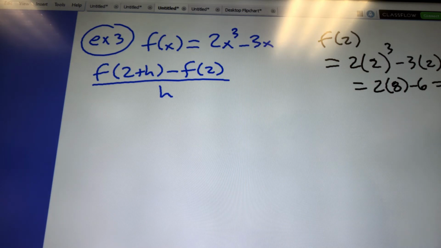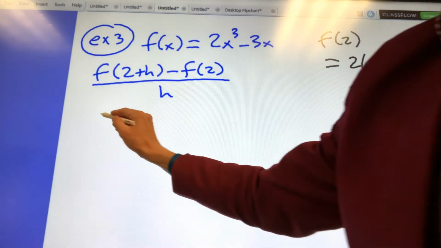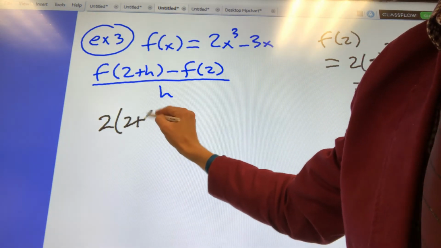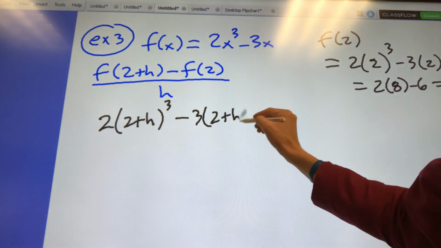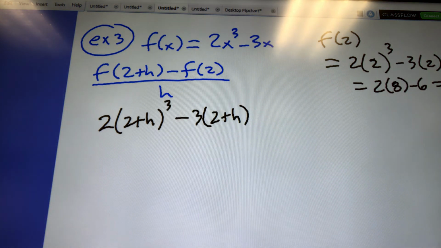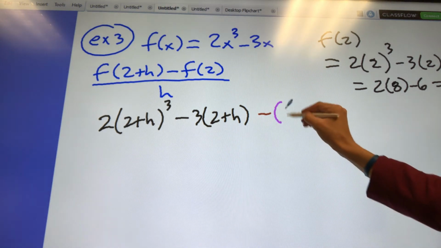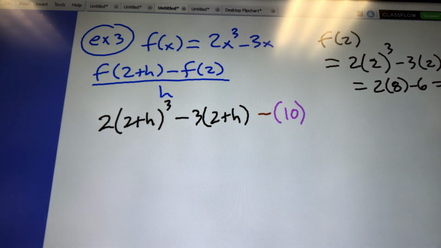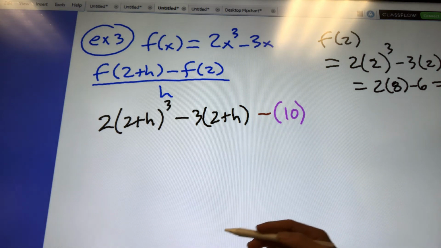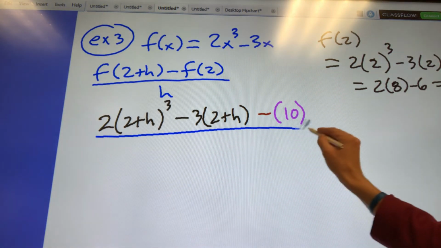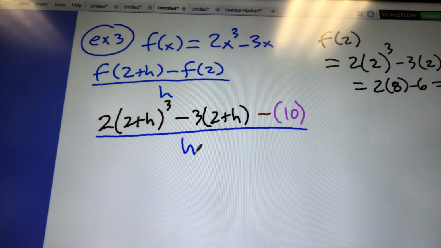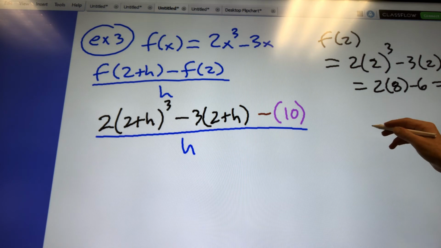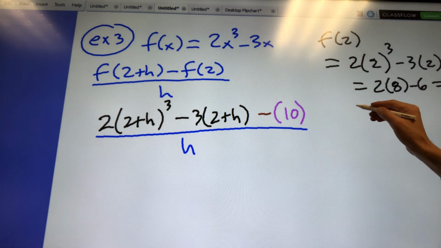Okay, now I got to raise something to the 3rd, so I might run out of room here. So it's going to be 2 times 2 plus h to the 3rd, minus 3 times 2 plus h, minus f of 2, which is 10. Again, I'm putting it in parentheses, so I know I need to subtract that. This is not 8 plus h to the 3rd. If you need to, right over here, you can.